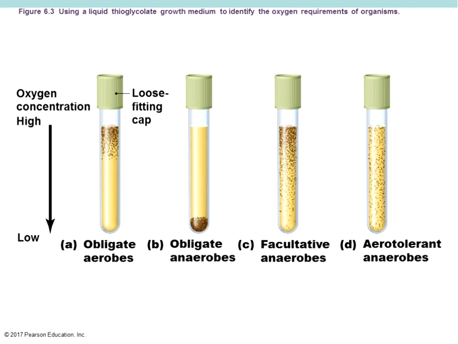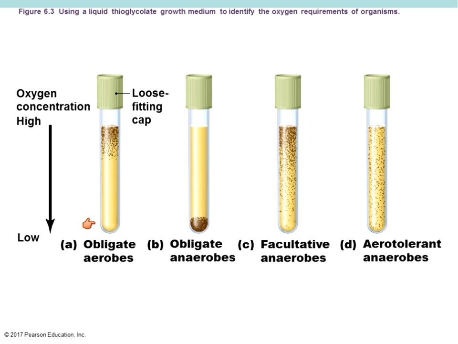So what we're looking at here are tubes that you will probably use in lab class. You'll definitely use it if you're in my class. And these are called thioglycolate growth medium tubes for oxygen. So what we're looking at here is that in this tube, there's a high amount of oxygen concentration at the top of the tube, and then it progressively decreases as we get to the bottom of it.